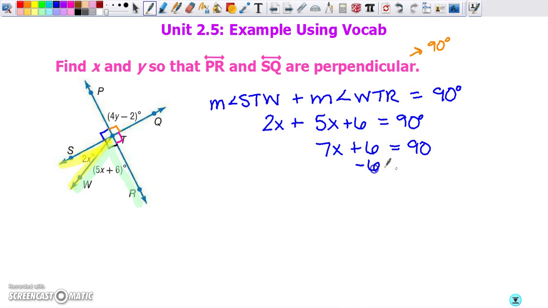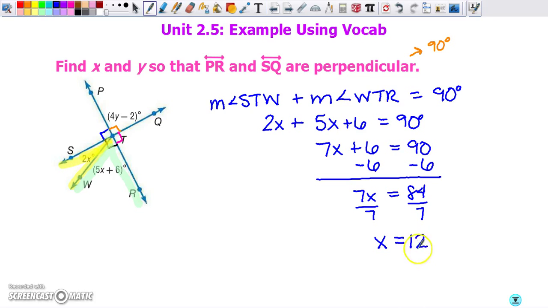I'm going to subtract 6 from both sides of my equation, so I get 7x equals 84. Then I'm going to divide by 7 to get x equals 12. I briefly miscounted there, so you can ignore that. See, even math teachers have little brain farts. All right, so x is 12.